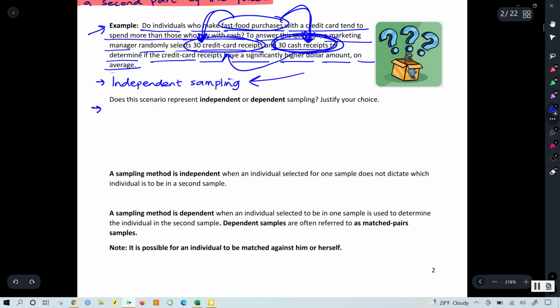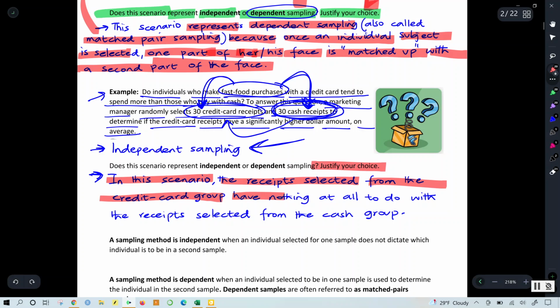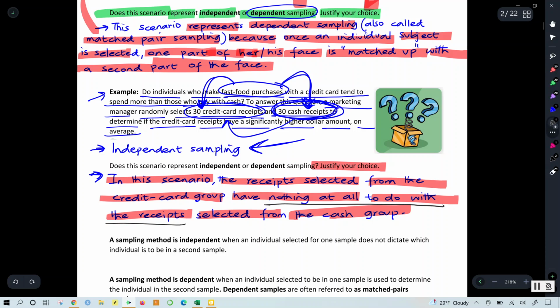Besides making this choice, we must justify our choice. So let's write the reason in print why this choice was so chosen. So the justification of the choice is as follows. In this scenario, the receipts selected from the credit card group have nothing at all to do with the receipts selected from the cash groups. So since it has nothing to do with the receipts, they have no connection, they are free, they are independent.